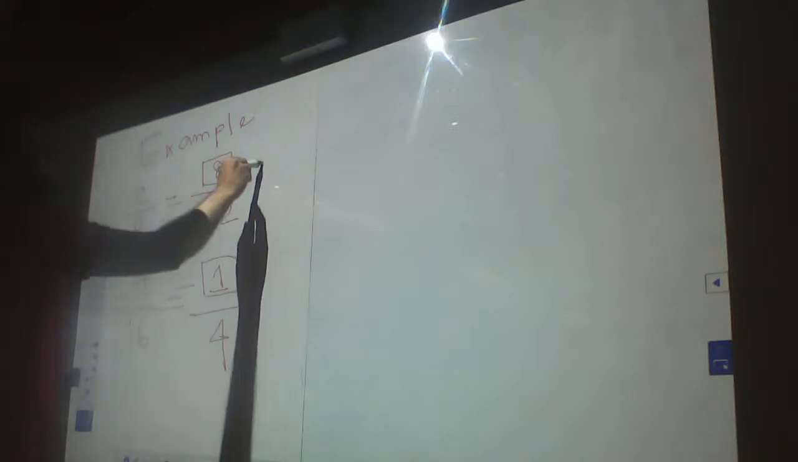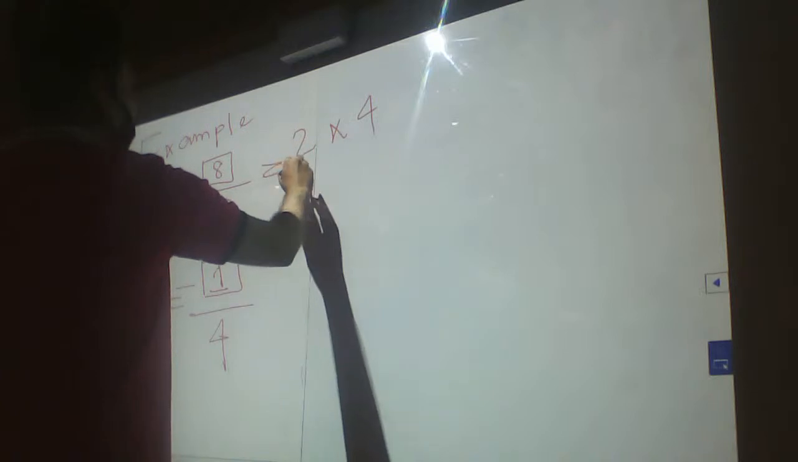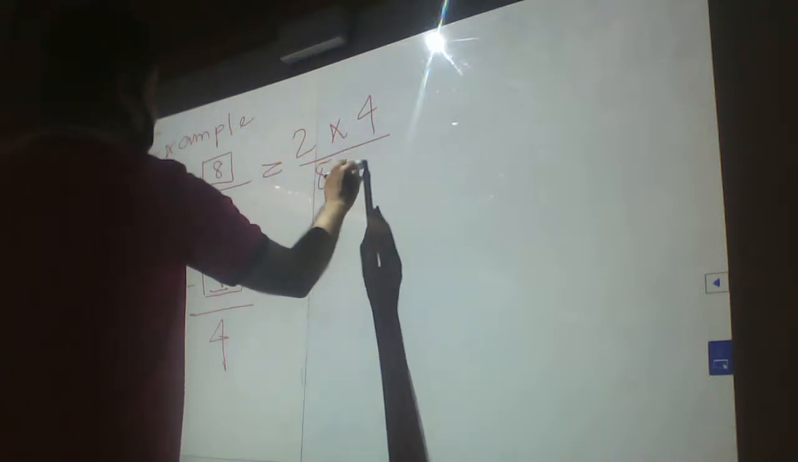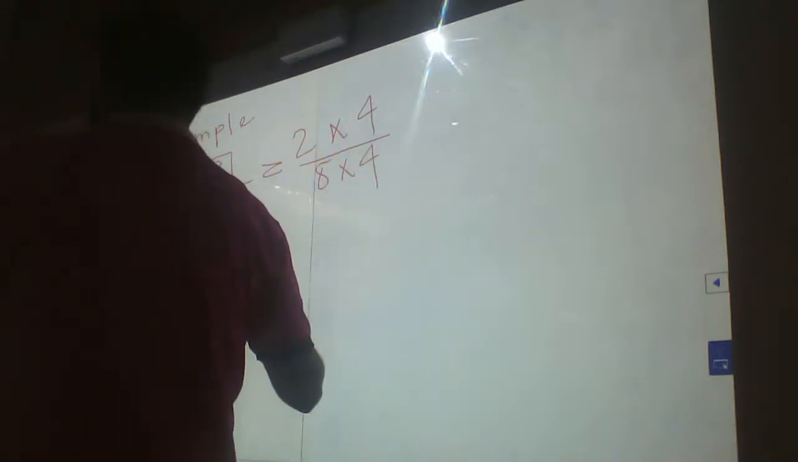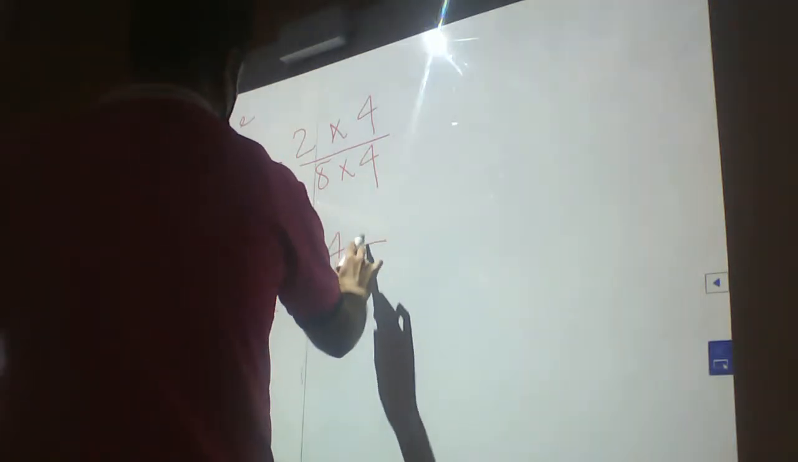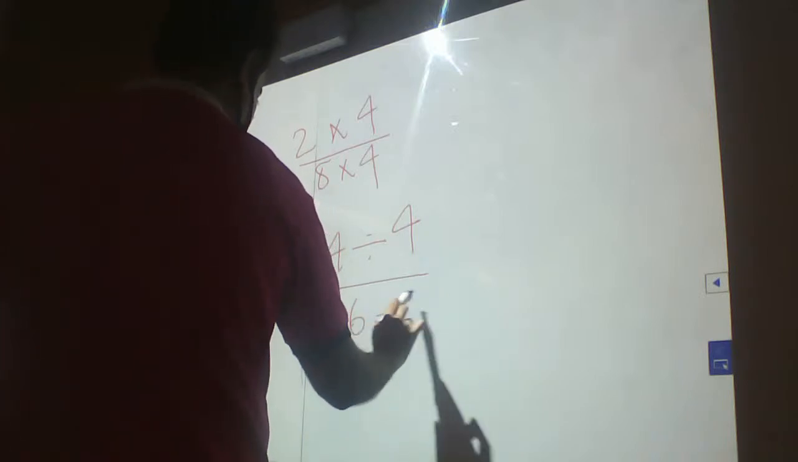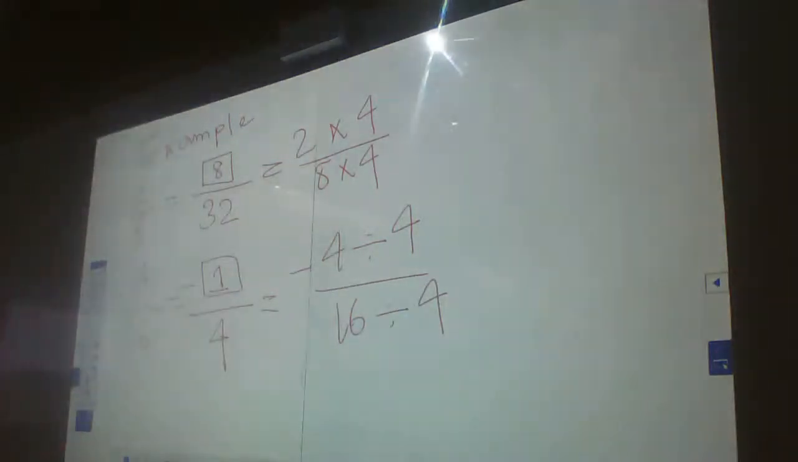Because here what is it doing? It is multiplying by 4. Right? And this question, what is it doing? It is dividing by 4 like this. Minus 4 divided by 4 and 16 divided by 4. Right? So these are some examples.